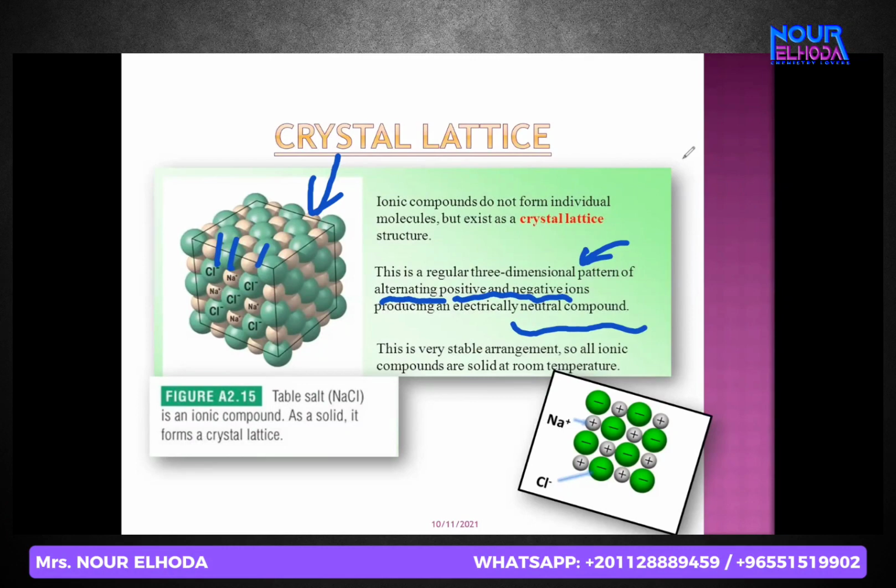They will ask you in the exam, describe ionic structures or describe ionic compound. If they ask you how to describe the structure, you will say it's the regular structure, a regular 3-dimension arrangement of alternating positive and negative ions. It's very important to say alternating.